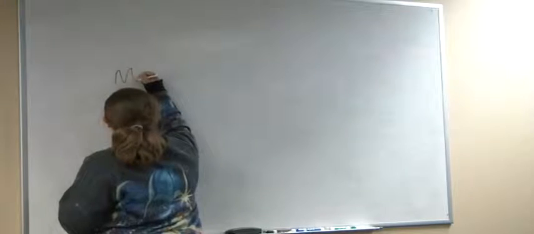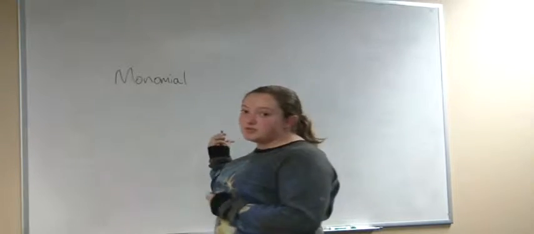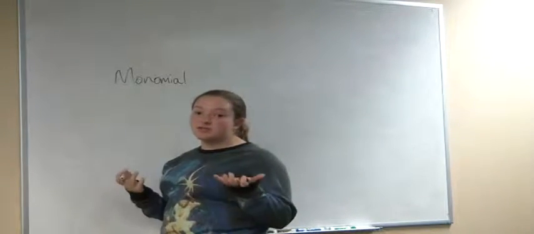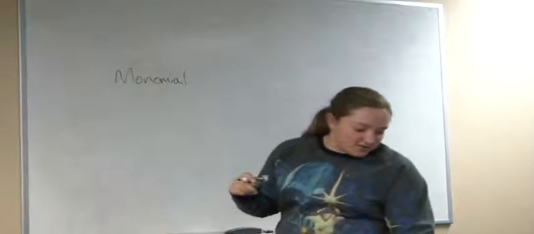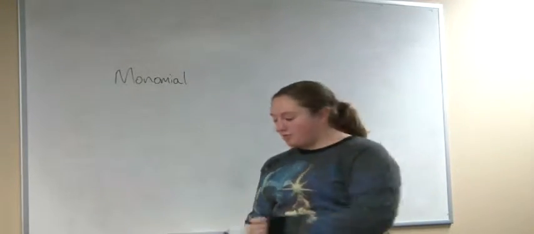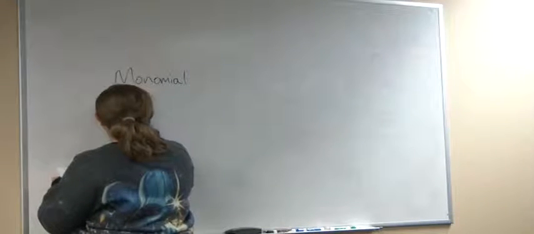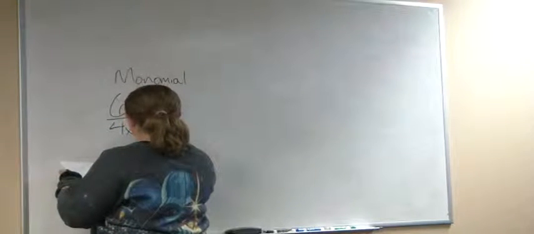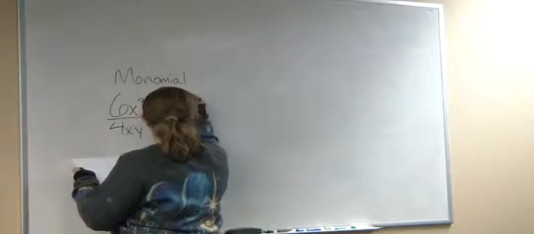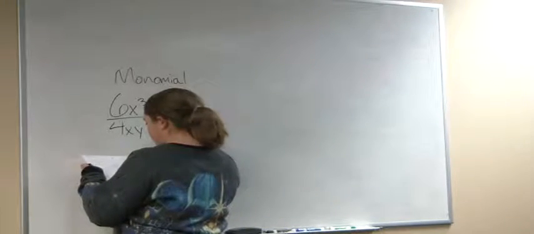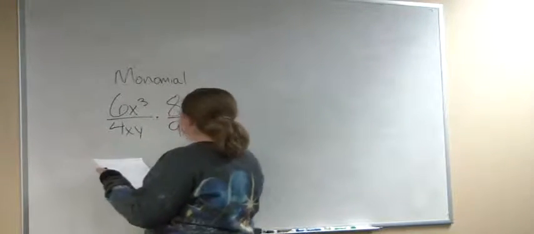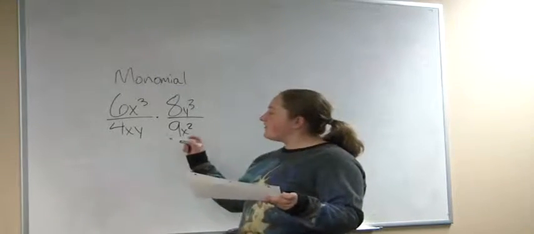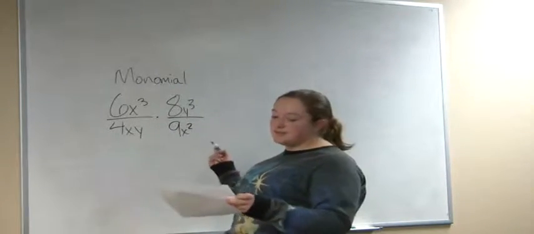So there's two different kinds of rational expressions. First, you have a monomial. Now, a monomial is something that doesn't have any addition signs or subtraction signs. So, for instance, a monomial equation might look like this. That's a monomial equation because it doesn't have any addition signs or subtraction signs in the equation.